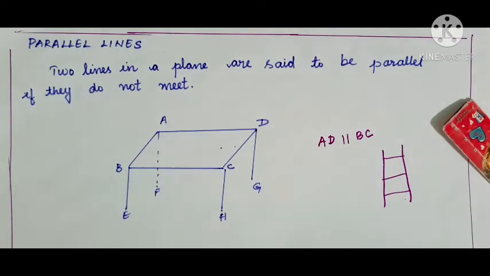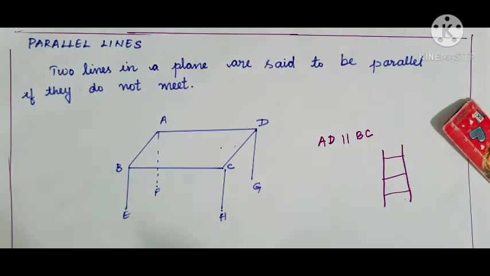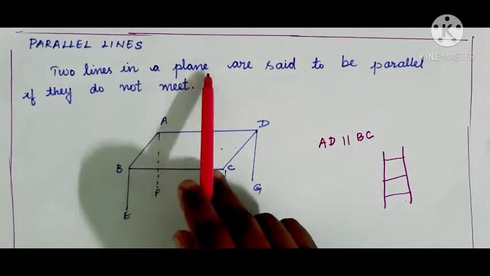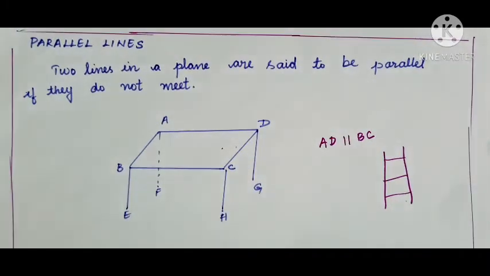Fine. So I hope you can understand and imagine what a parallel line is. Again, we can have a recap. Two lines in a plane are said to be parallel if they do not meet. They should not meet at any point. Understand? Fine.